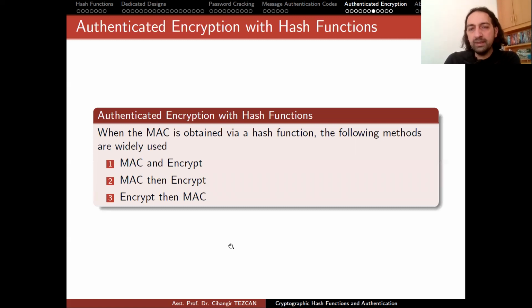So in these pictures, all we have seen was using a single block cipher to provide both encryption and authentication. But we have other methods. One is called authenticated encryption with hash functions. In this case, you use an encryption algorithm and the hash function together to obtain both authentication and encryption. The following three methods were widely used: MAC and encrypt, MAC then encrypt, encrypt then MAC.